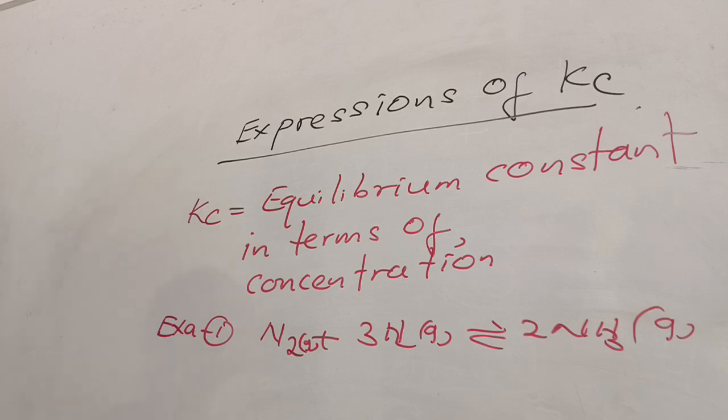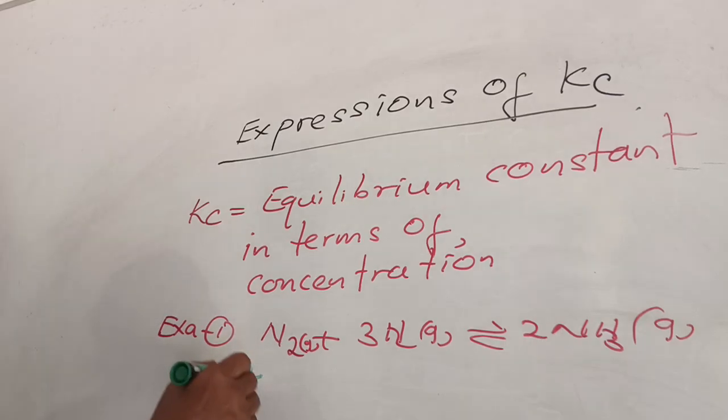Discuss the expressions of Kc, the equilibrium constant in terms of concentration. We move into equilibrium expressions in terms of concentration. The first example I have taken is nitrogen with hydrogen changing into the product ammonia. We'll see how we can write it.